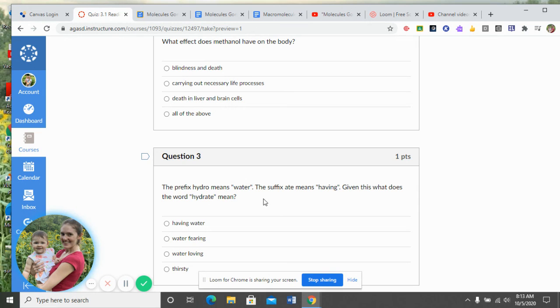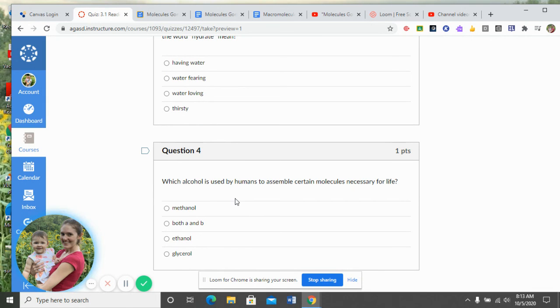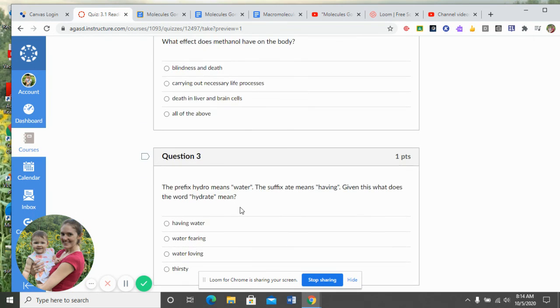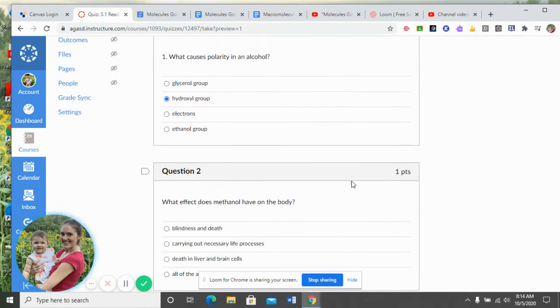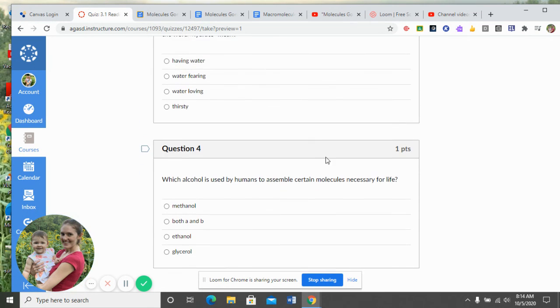The prefix hydro means water. The suffix ate means having. Given this, what does the word hydrate mean? So hydro is water, ate is having. So hydro, water, having, which would be having water. Which alcohol is used by humans to assemble certain molecules necessary for life? Remember, that was in the very last sentence here. Humans, for example, need the alcohol glycerol to assemble certain molecules necessary for life. So you would go down here and find glycerol and then submit your quiz.